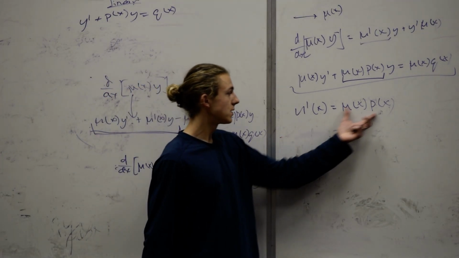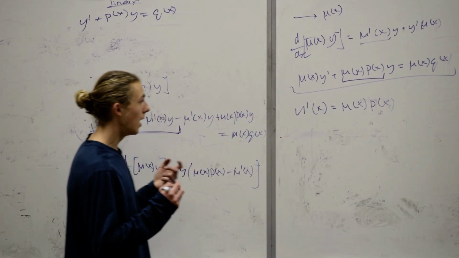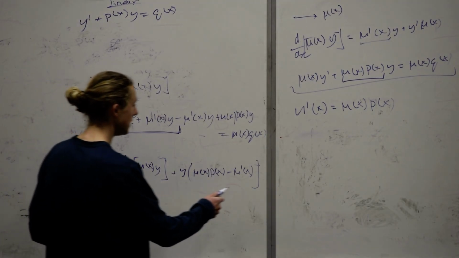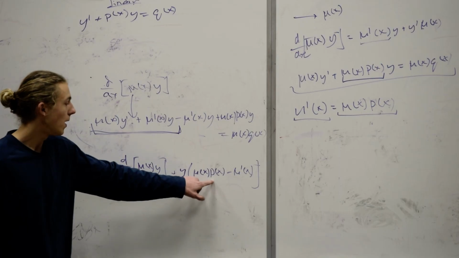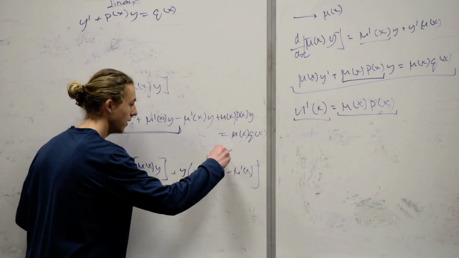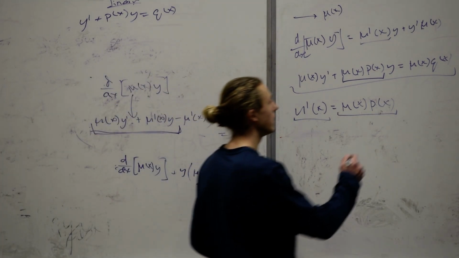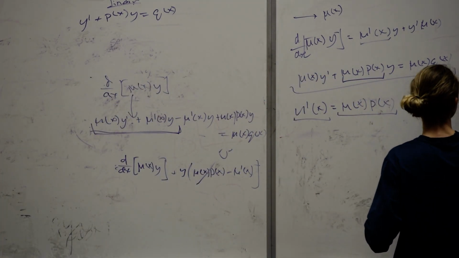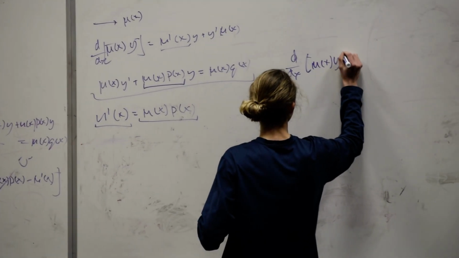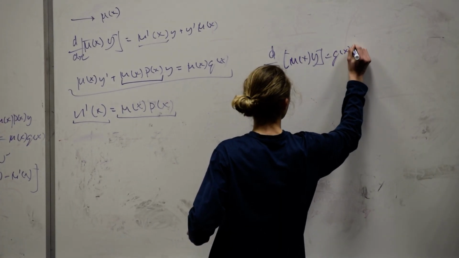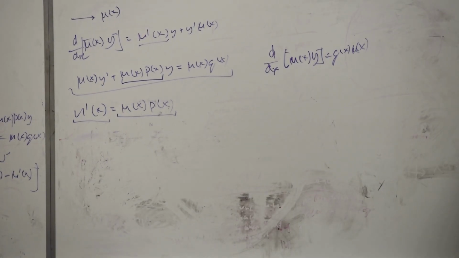Now, what do we do from here? Well, do you guys notice how when we define the relationship between mu and p, if mu prime of x is equal to mu of x p of x, then mu of x p of x minus mu prime of x is just 0, right? That entire thing just goes to 0. So that actually helps us. And so now we can just write the entire equation like this. Okay, so there's our simplified equation, right?